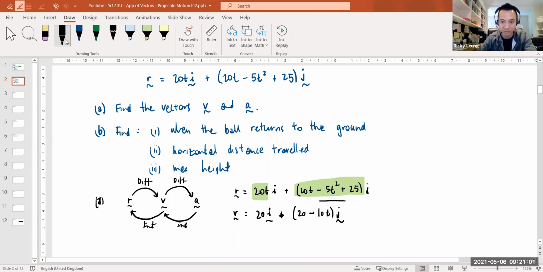All right, that's my answer for velocity, pretty straightforward. And then once again, acceleration. I'll put in a squiggle there because that's my answer. So differentiate a constant, right? That goes away.